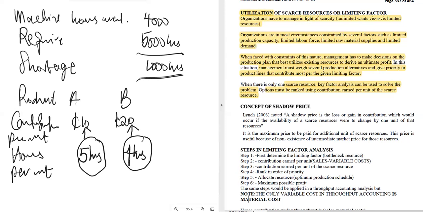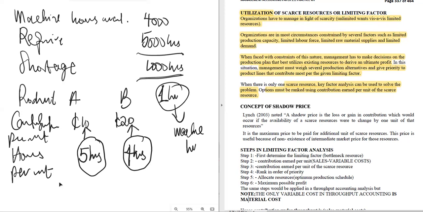But this wouldn't make sense on its own, because the 10 cedis is for 5 hours. You can't really tell which product is doing well until you see how much contribution is earned for each 1 hour of the scarce resource, which is the machine hour. Does it make sense? For every machine hour that is used, how much contribution will be generated? That is what we want to do, to rank and see which one we should produce.